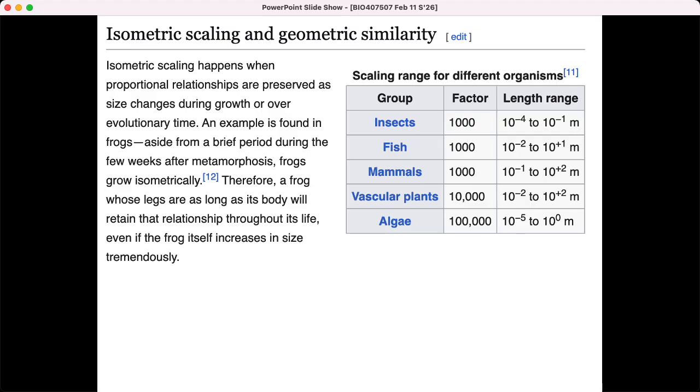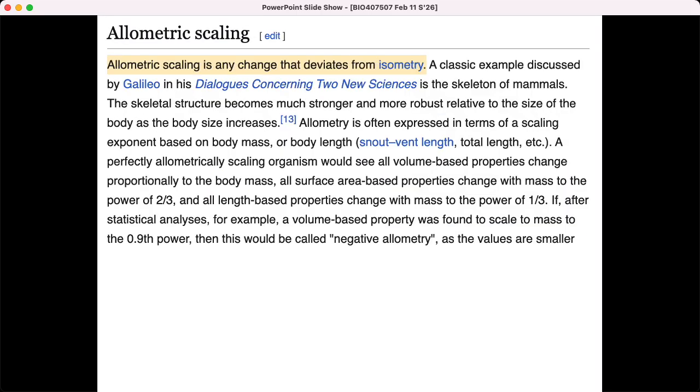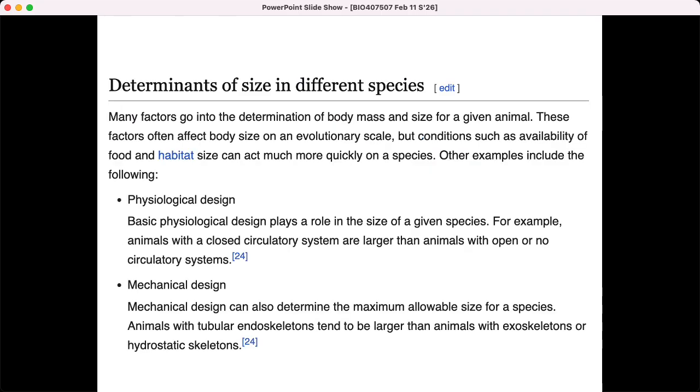and relationships in math. So isometric scaling happens when proportional relationships are preserved in size changes during growth or evolution. That's kind of the default; these are probably going to scale together. And if they don't, we're interested in why not and how that works, right? So that's allometric scaling. It's any change that deviates from this isometry, okay? And that concept's been around a long time.